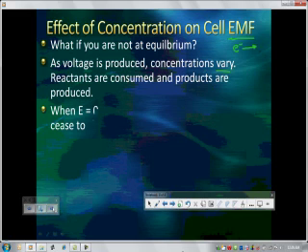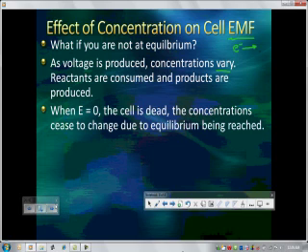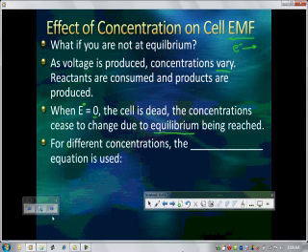But eventually, it's going to get to equilibrium, right? As the reaction proceeds, we get to a place where the reverse reaction and the forward reaction are occurring at the same rate, so there's no overall change anymore. And when we get to E equal to 0, our battery dies. And we're going to have to plug it in and recharge it, right? So we can get our reactants back. So if we have different concentrations than equilibrium concentrations, we have to use the Nernst equation.